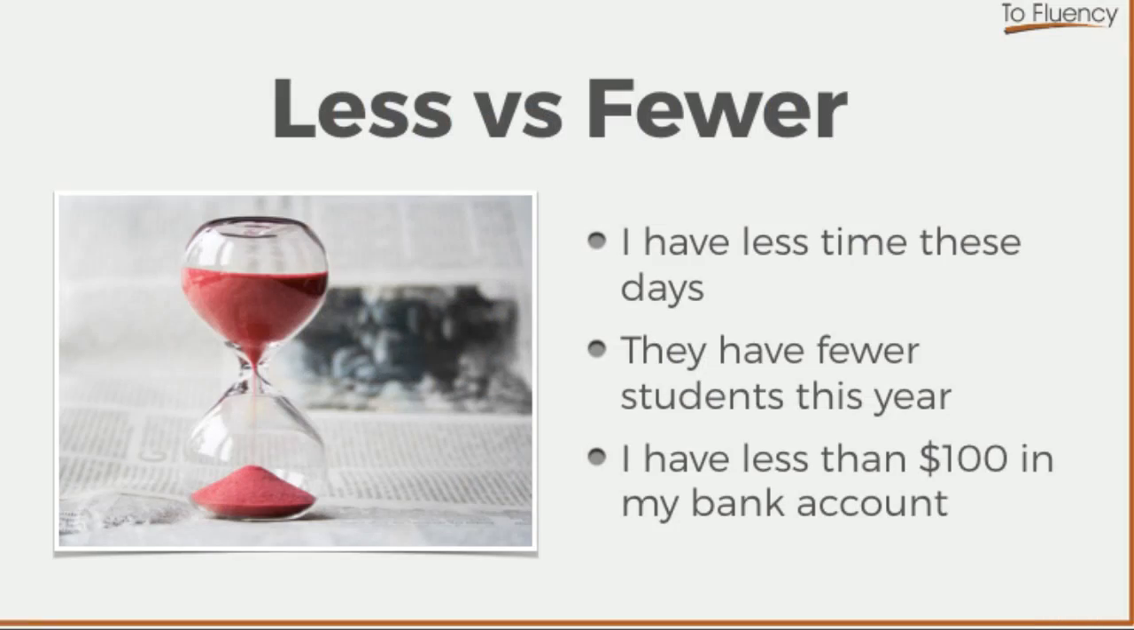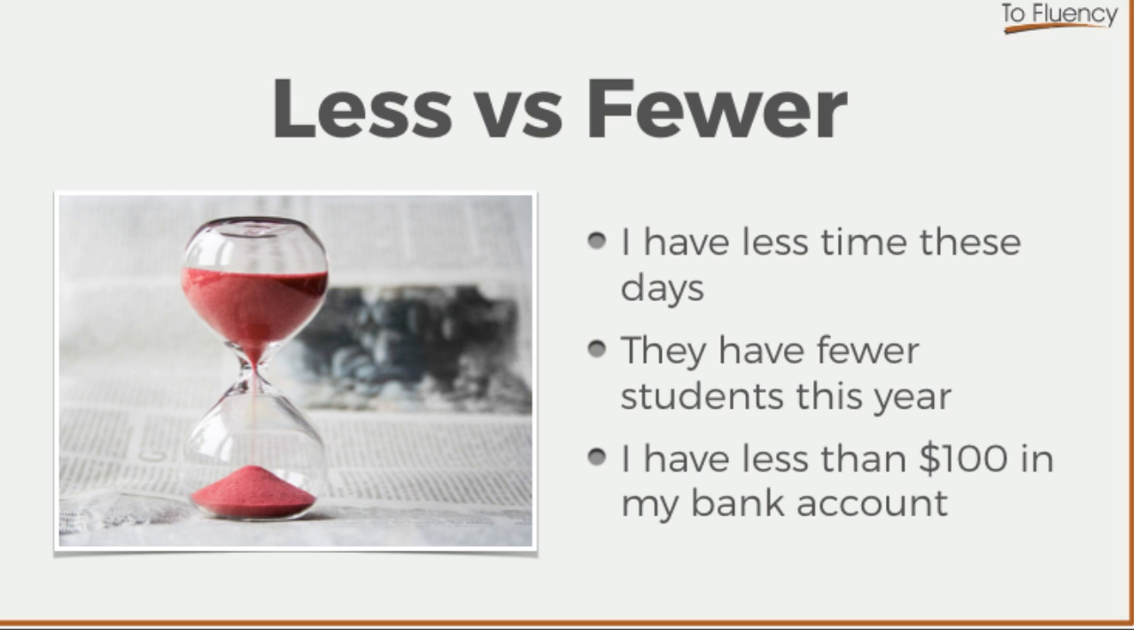I'll also leave a link to a different type of explanation, which talks about how it's singular versus plural. Because when we talk about countable and uncountable, there are exceptions. As you know, with English grammar, there are rules and there are exceptions. Because we can see in this last example on your screen, I have less than $100 in my bank account. That's how we would say this in a natural way.